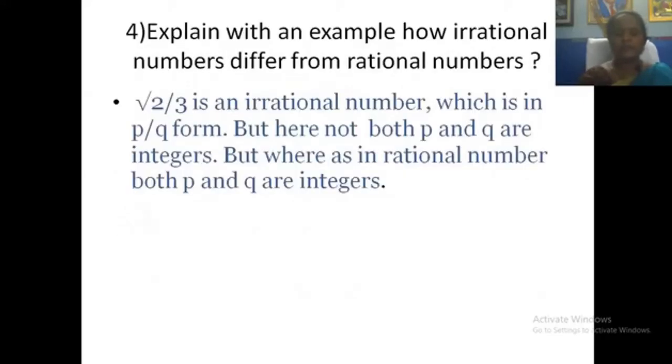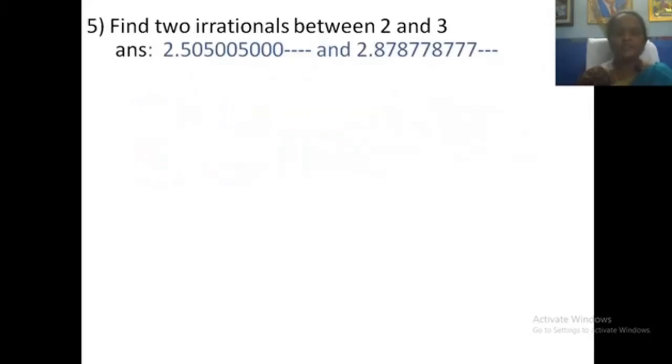Fourth one, explain with an example how irrational numbers differ from rational numbers. Let us take the example root 2 by 3. It is in p by q form, but here p and q are not both integers. Both numerator and denominator are not integers, whereas in a rational number both p and q are integers. Fifth one, find two irrationals between 2 and 3. 2.50, 500, 5000 and so on, and 2.87, 877, 8777 and so on.